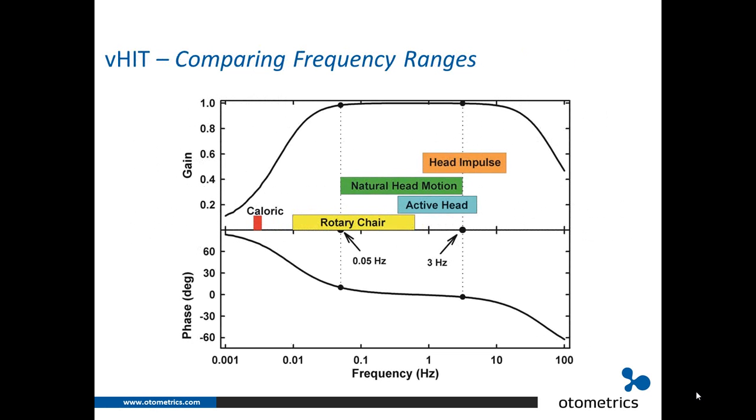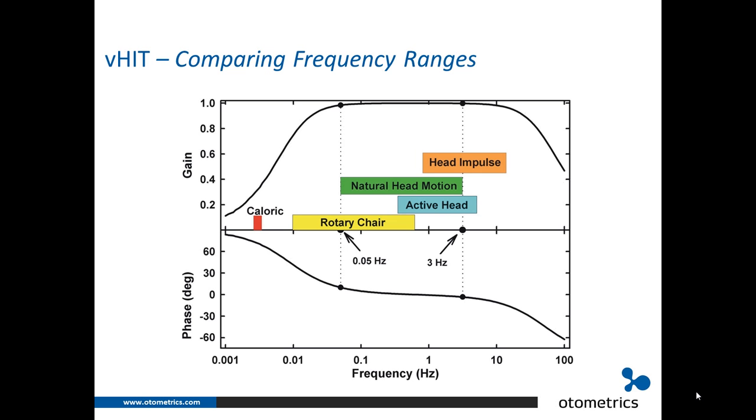This slide shows a comparison of the frequency ranges for different vestibular tests. Natural head movements cover frequencies of about 0.05 Hz up to 3 Hz. For these frequencies, the VOR gain is approximately equal to 1, and the VOR produces completely compensatory eye movements.